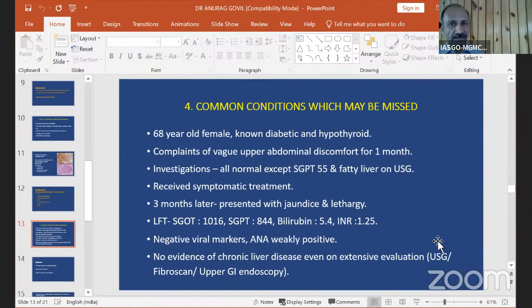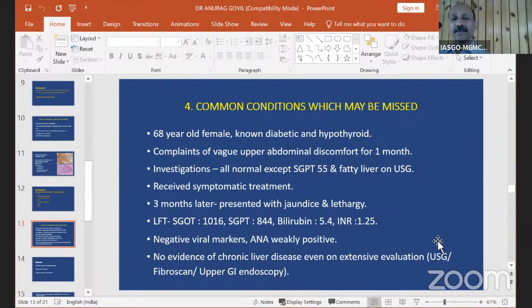Let's come to the fourth. Some very common conditions, but I've unfortunately missed. And I must submit here, again, one of our patients, and I missed the diagnosis. 68-year-old female, diabetic, hypothyroid. Comes with upper abdominal discomfort for 1 month. All routine investigation done. Only positivities are a fatty liver on ultrasound and SGPT 55.